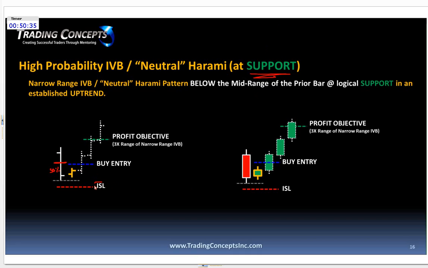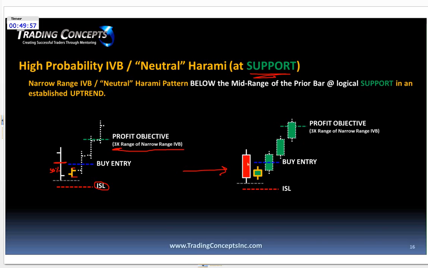Again, your initial stop loss, your ISL, is placed below the low of the prior price bar, and on these trades where that range is so tight, instead of looking for a 2 times profit objective of the range, I'm looking for 3 times the range of that inside pattern. So again, take the high minus the low, get that range times 3, add it to the entry. That's my first profit objective. Again, same rule applies. Once you get 70% of your profit objective, I would move my stops to break even. Make sense?